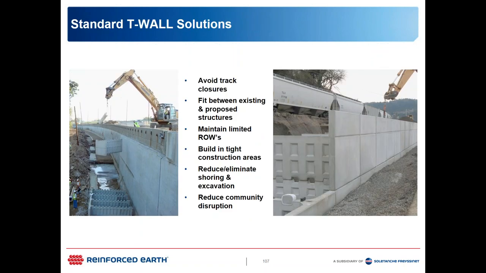So in the case of this T-wall, it has been used very well within limited right-of-ways without having much disruption to the rail traffic on the top of the wall system, adjacent to rail tracks, because of its ability to use shorter stems.